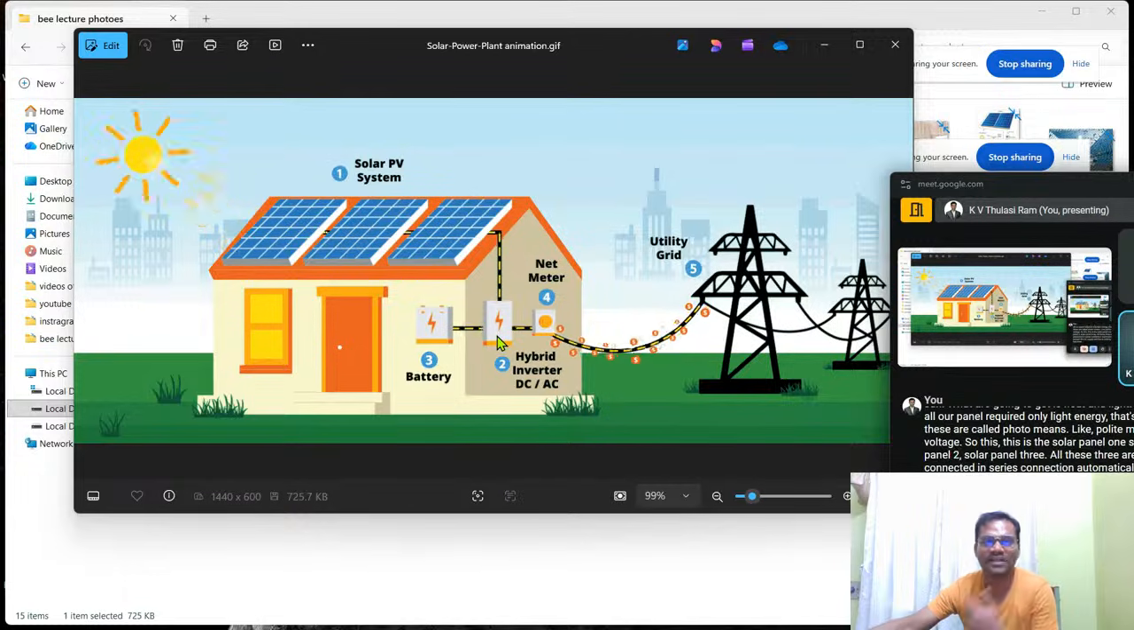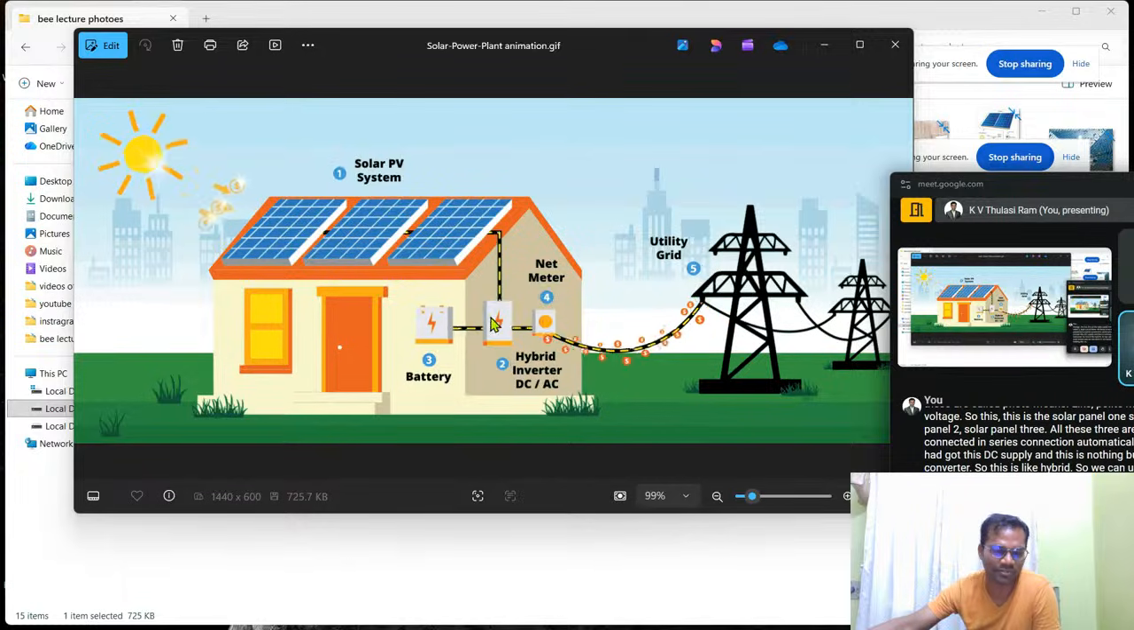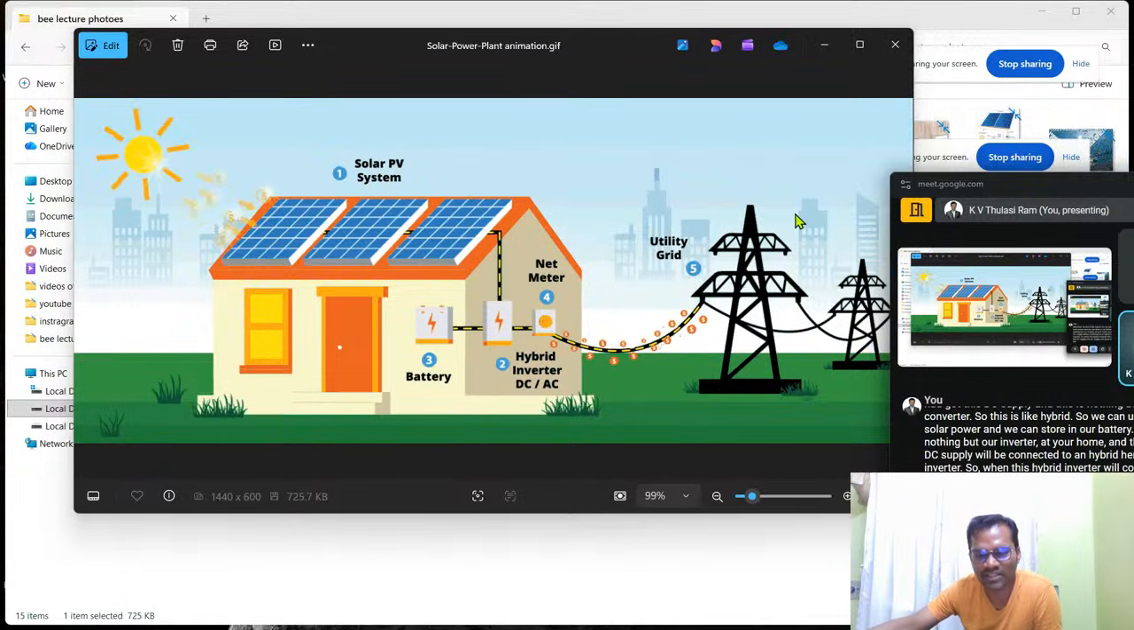This is like a hybrid, so we can use this solar power and store it in our battery. This is nothing but the inverter at your home, and the same DC supply will be connected to a hybrid inverter. This hybrid inverter will convert this DC supply into AC supply, and the same AC supply will be exported to the grid with the help of a transformer.